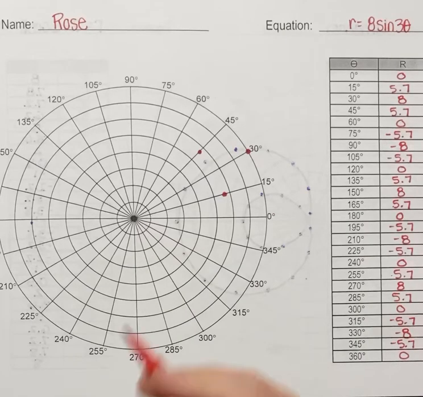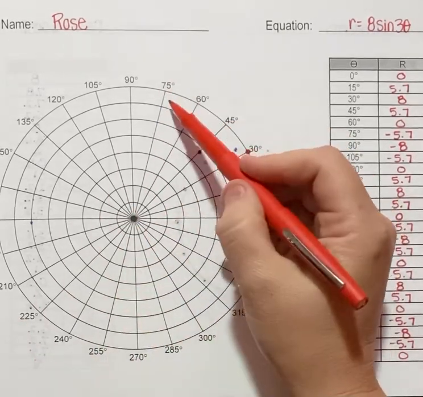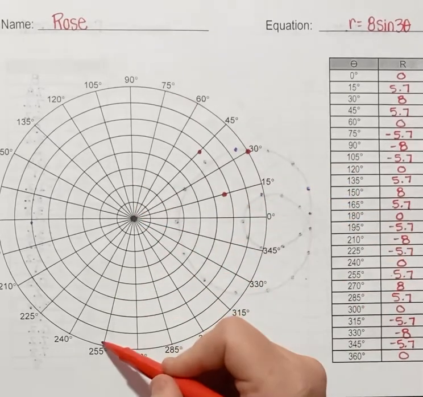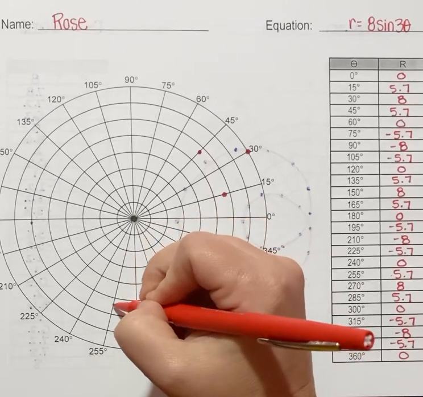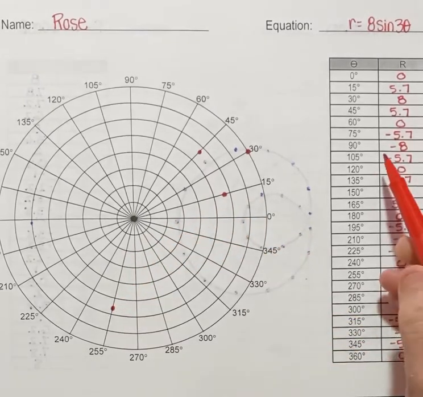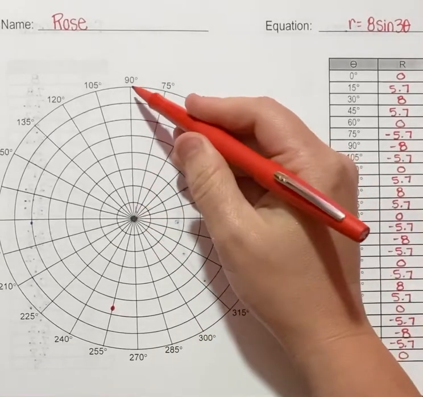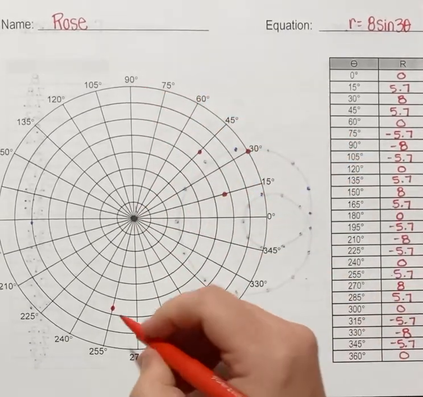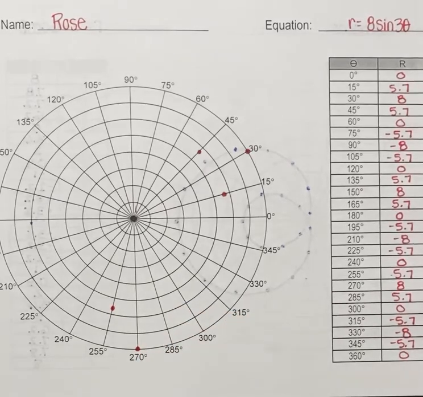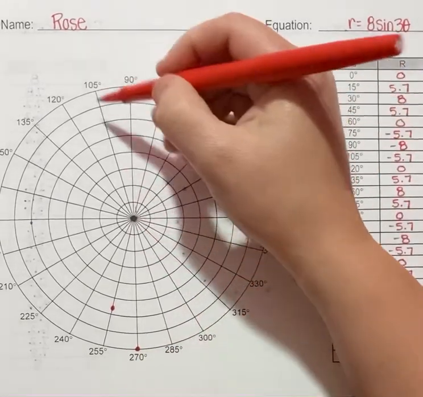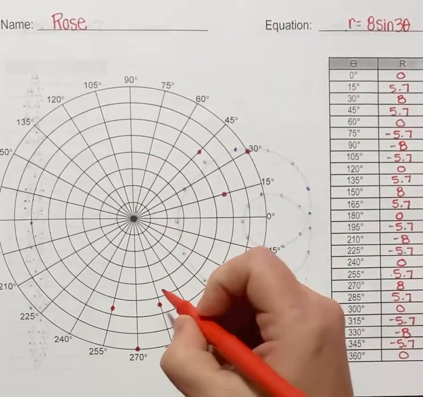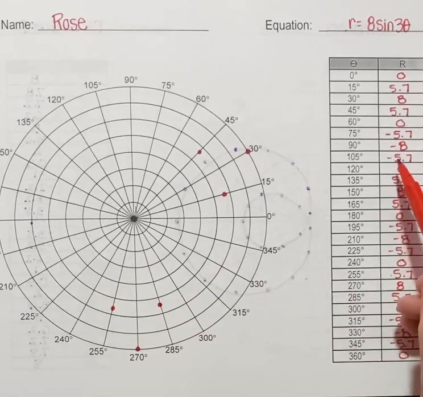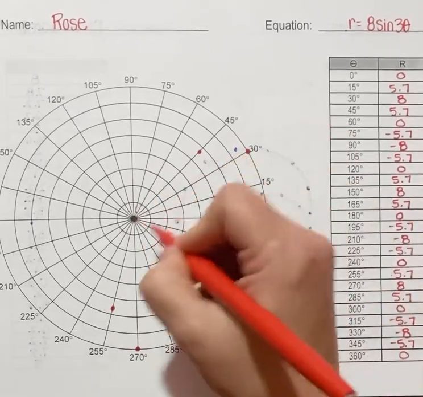All right, now we're getting to the negatives. 75 degrees is negative 5.7, so across from 75 is 255. So at 255, I'm going to go out to 5.7. At 90, I'm at negative 8, so I can't go to 8 on 90. I got to flip it straight across to that 270 and go out to 8 there. At 105, I'm at negative 5.7. I can't stay at 105, so I got to flip it across to 285 and go to that 5.7 as well. Next one I've got is 120. I'm back at 0. So you can see 1 petal, 2 petals.